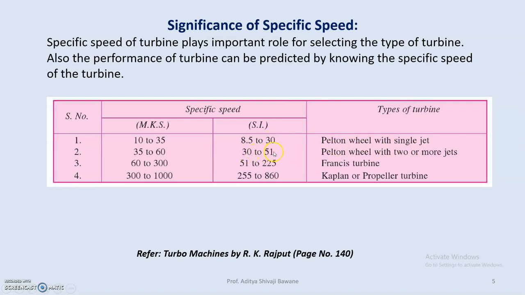For the second case, 30 to 51, a Pelton wheel with 2 jets or more than 2 jets, but we know a maximum of 4 jets can be used for higher efficiency. If you go for 6 jets it will not be more efficient. Next is 51 to 225, which is a Francis turbine or medium head turbine, and the last one, 225 to 860, is a Kaplan or propeller turbine. If you want to learn more about the significance of specific speed, refer to Turbo Machines by R.K. Rajput, page number 140.